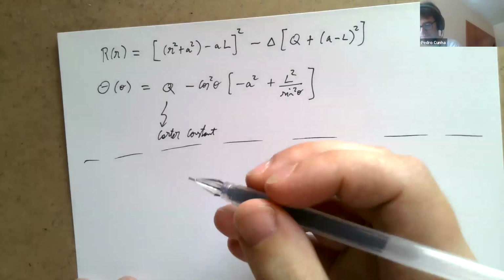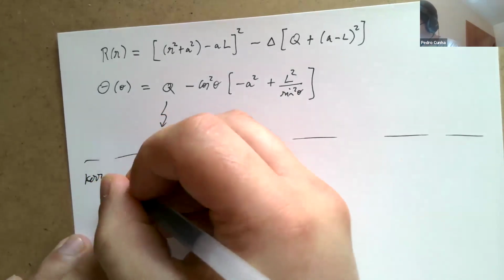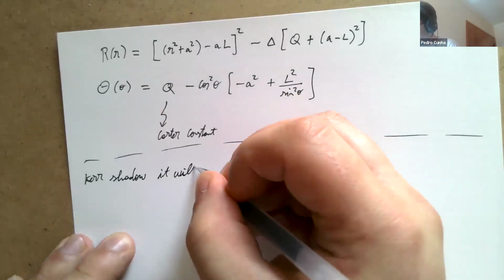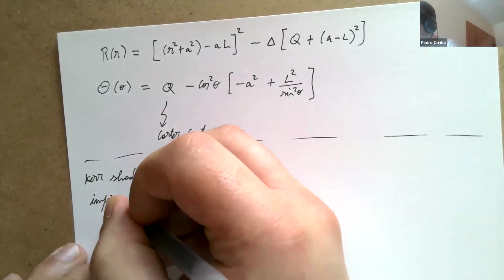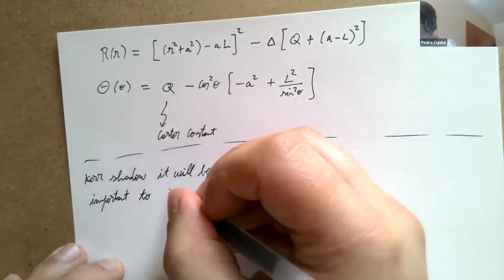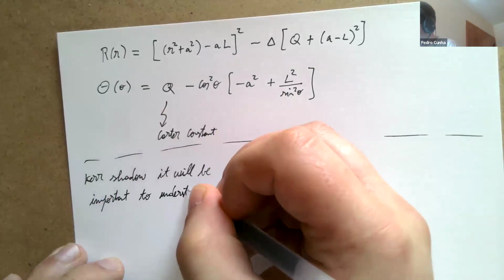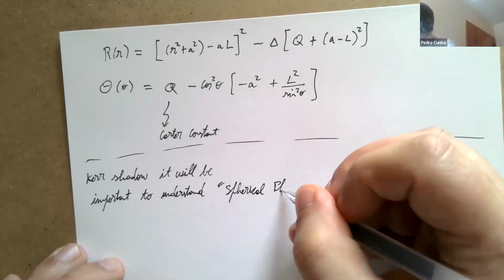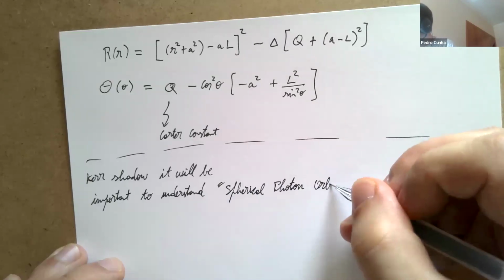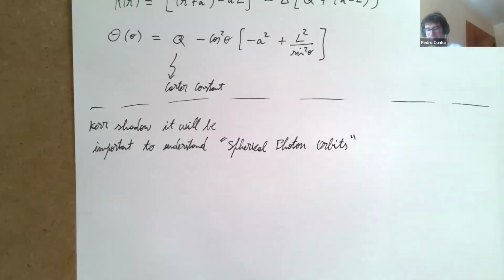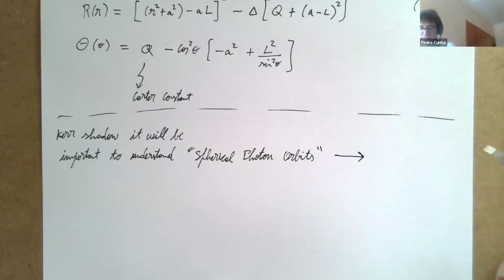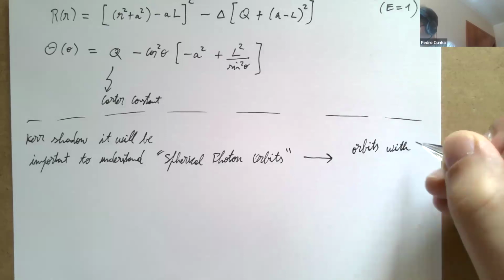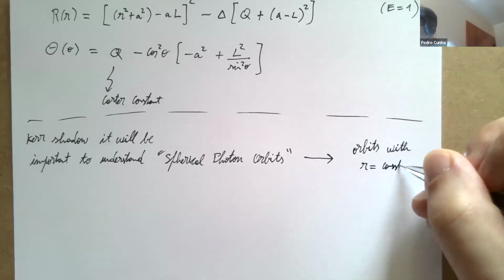So for the Kerr shadow, it will be important to understand what are called the spherical photon orbits that I mentioned in the beginning. Spherical photon orbits. Okay. So in Boyer-Lindquist coordinates, these will be orbits that have a constant radial coordinate. So radial coordinate r equals constant.